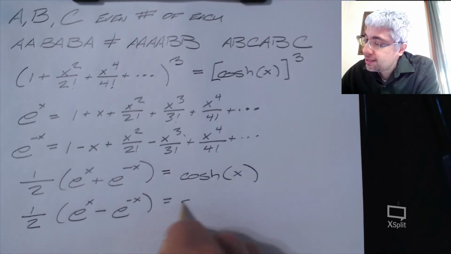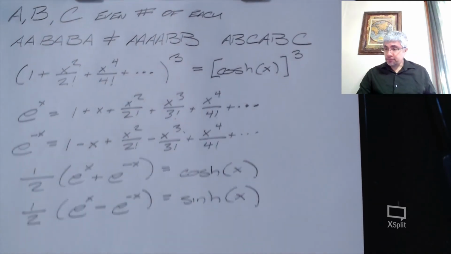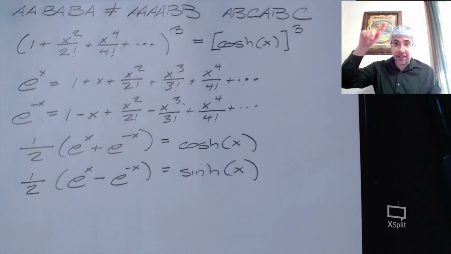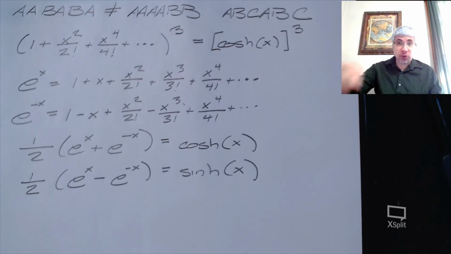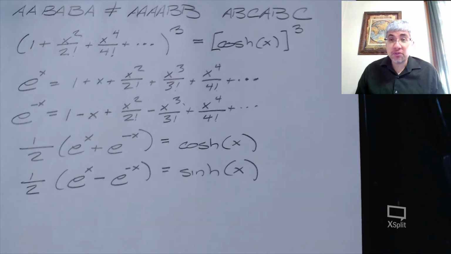So this is going to be called sinh. You may remember from calculus that if you have sine and cosine and you take the derivative 4 times, you get back to where you started. Well, with these hyperbolic sine and hyperbolic cosine, sinh and cosh, if you take the derivative 4 times, you also get back to where you started. But if you take the derivative twice, you get back to where you started as well.